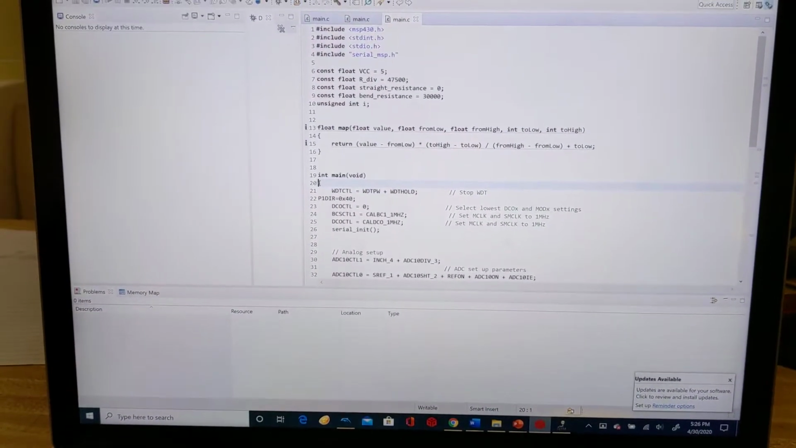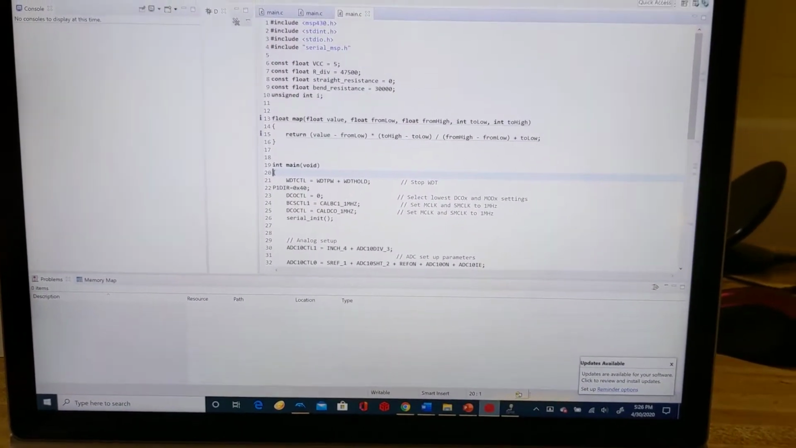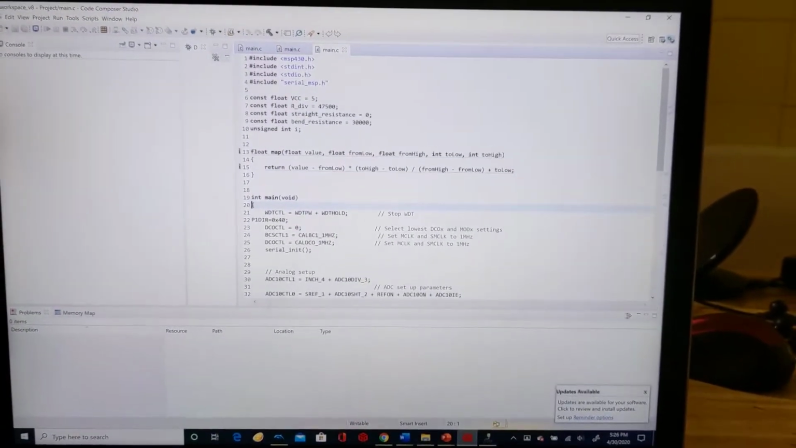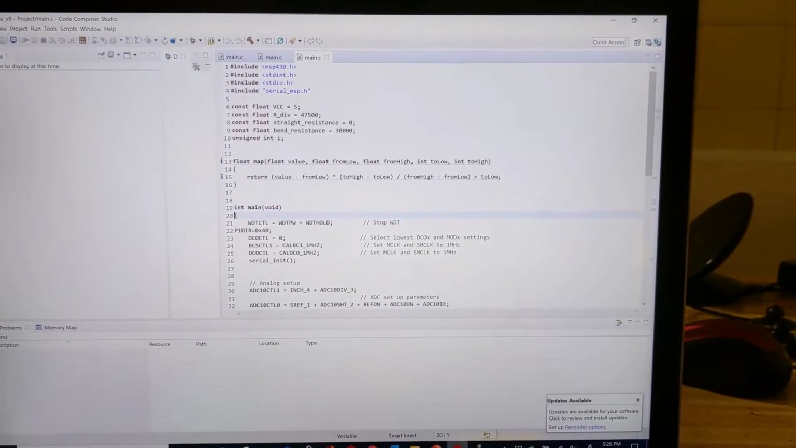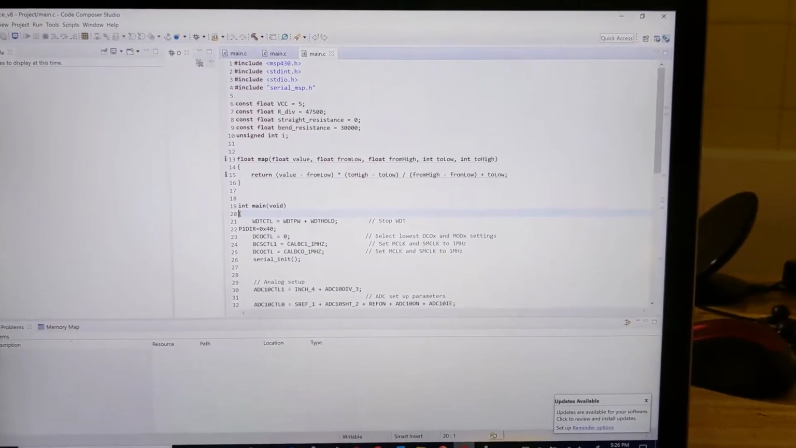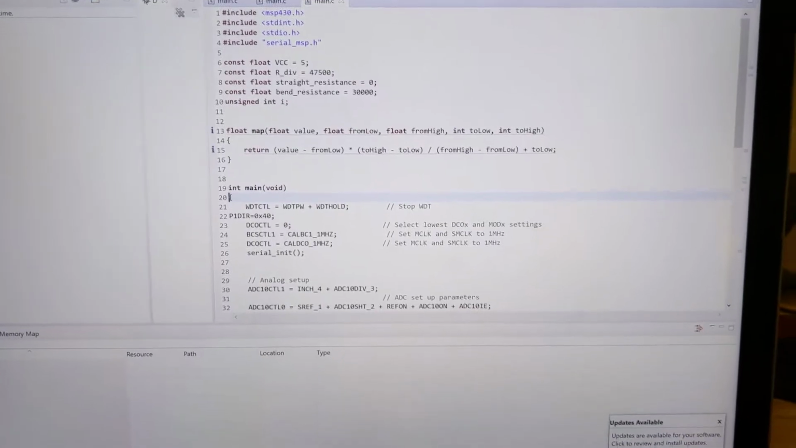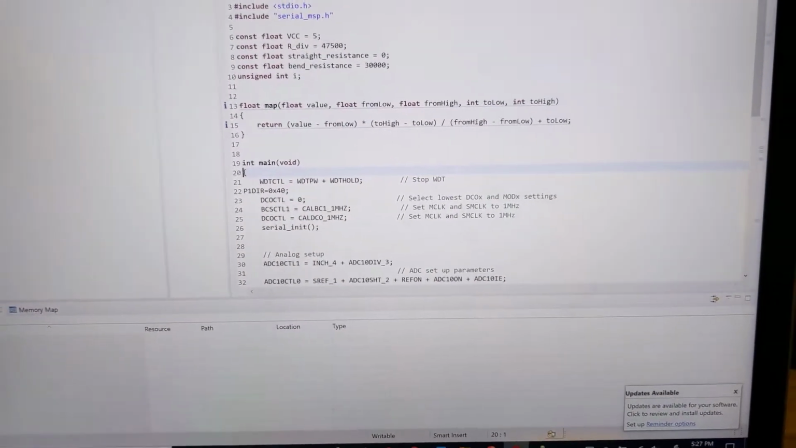Hello, this is my lab project. My project is to pretty much display the flex angle, and I also try to put on the flex resistance as well, plus the ADC value.